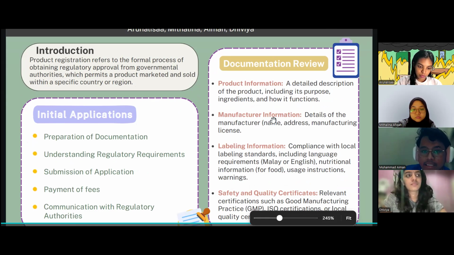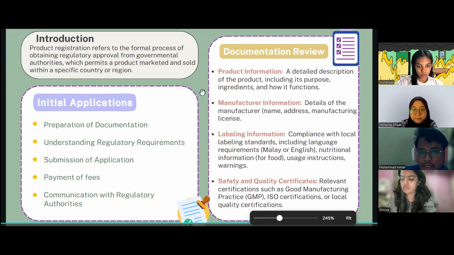So next is the initial application for product registration. Firstly is the preparation of documentation. Gather all relevant product data, including specifications, safety information, clinical trial results, and any other required documentation. And then next is the understanding of regulatory requirements. Research the specific requirements for product registration in the target market. These may include understanding local laws regarding labeling, packaging, and advertising.